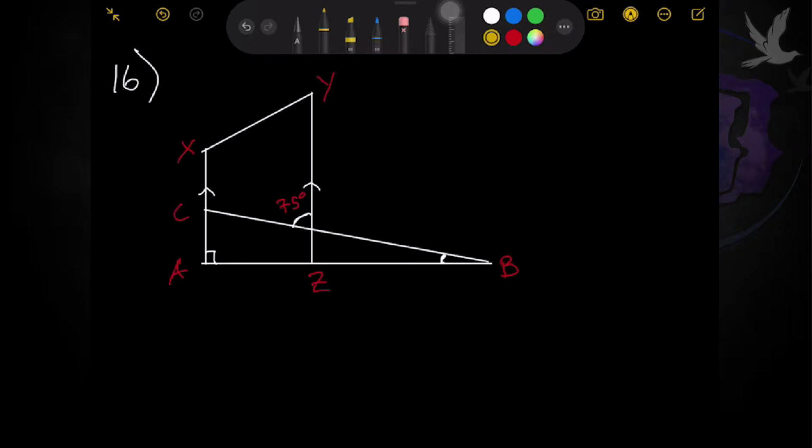Okay, so let's try to solve this ngayon. For 16, we have two figures given there. ABC is a right-angled triangle. So, ABC, ito, referring to this ABC. Yan ang right-angled triangle natin. And AXYZ is a trapezium, this one. This figure is a trapezium where AX is parallel to ZY. So, ito na yung sign of parallelism natin. So, angle AZB is a straight line.